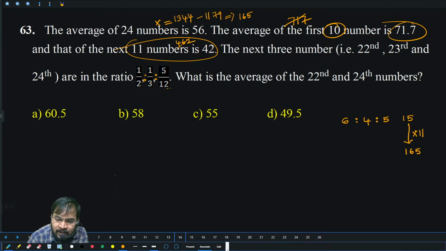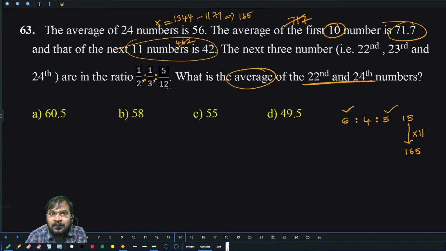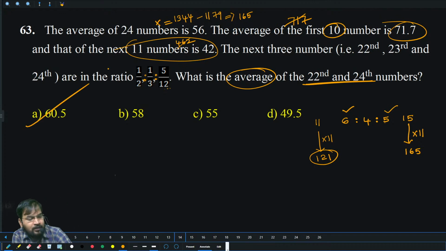They are asking the average of the 22nd and 24th. The 22nd is this one, the 24th is the last one. So 6 plus 5, 11. 11 into 11, 11 into 11. And they are asking not the sum, they are asking the average. So 121 by 2, 60.5.